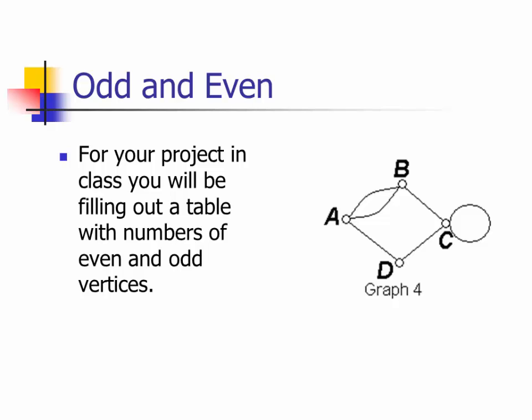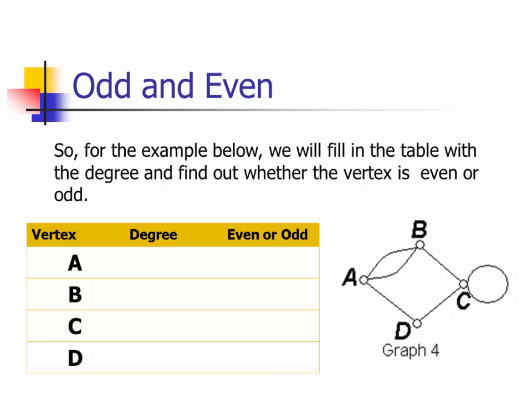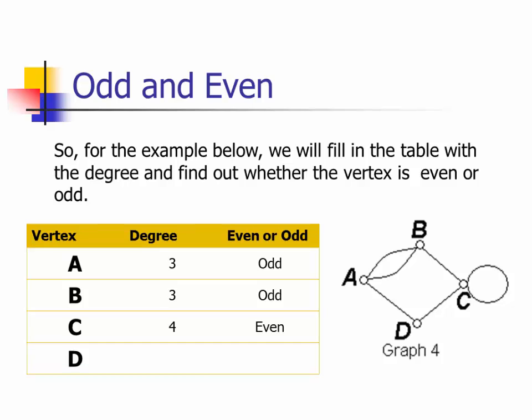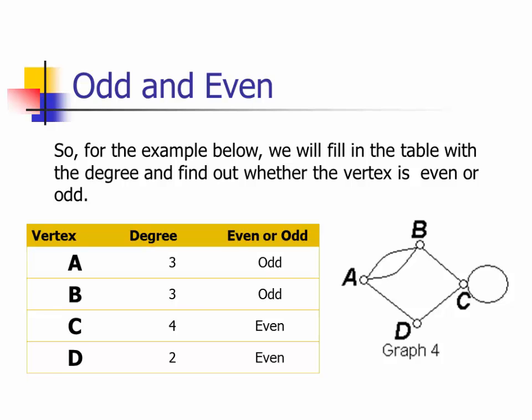So let's give a try to categorizing some vertices before we finish. For this graph, we've already said that A has 3 edges going to it, so it is a degree 3. And therefore it's going to be an odd vertex. B also has 3 edges, so it's an odd vertex. C has degree 4, and so therefore it's going to be an even vertex. And D is degree 2, so it's also even. So for this graph, we have 2 odd and 2 even vertices.